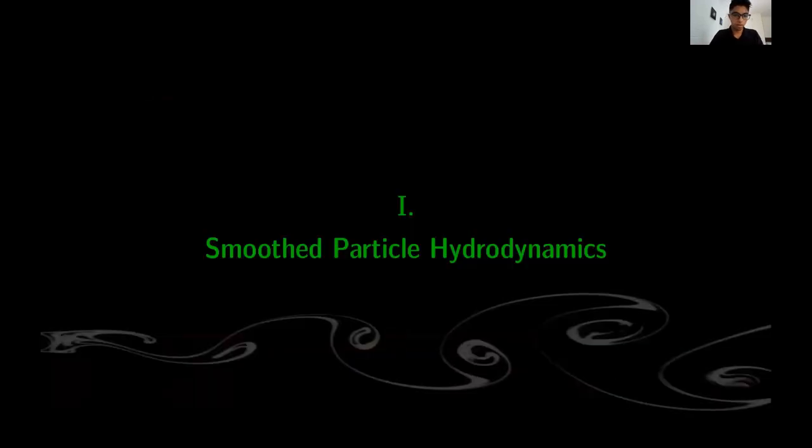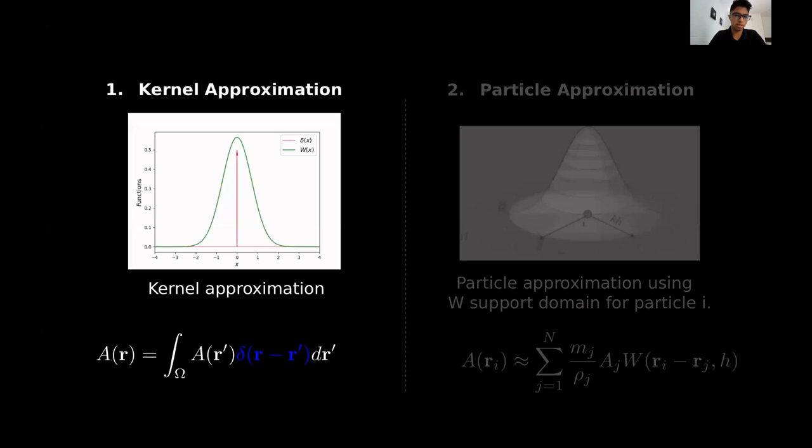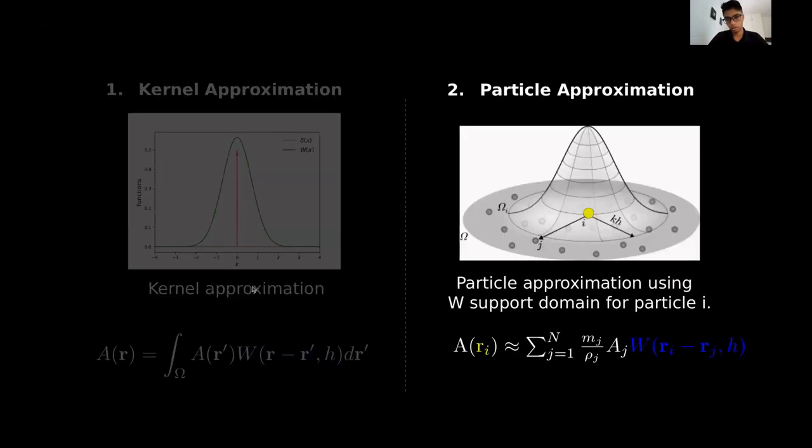How does this method work? Well, it consists mainly of two approximations. The first one is the kernel approximation. Here we have the integral representation of a function where delta is the Dirac delta function. So basically we smooth that delta function, replacing it by a kernel function, such that to calculate the value of density, pressure, whatever it is, at a point r, we have to take into account a neighbor region to that point. And the second approximation is the particle approximation.